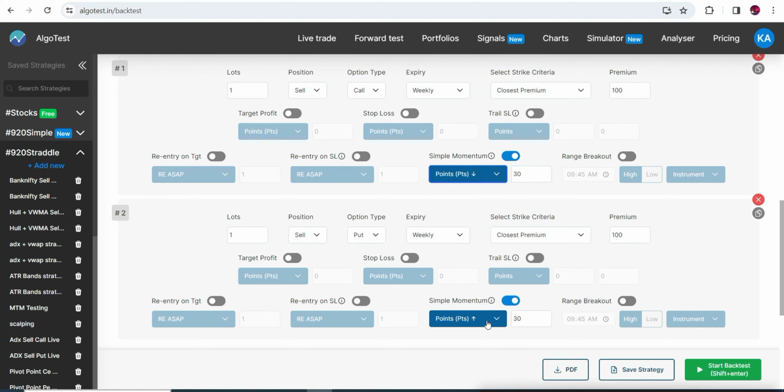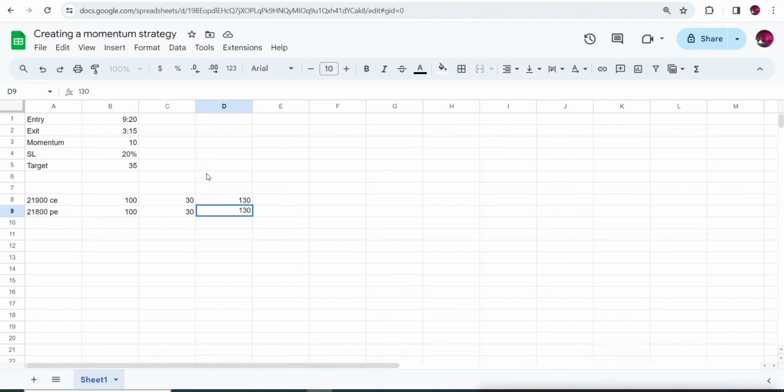Similarly, assume we select downside momentum. Downside momentum means it will take entry only when the price moves downside. How much downside? The 30 points that we described here. For example, I will enter 10 here, 10 here. You can see the downside arrow here, it means downside momentum. So if the market moves downside 10 points, from 100 to 90, I will select 90 here and enter 10 and 10 here.